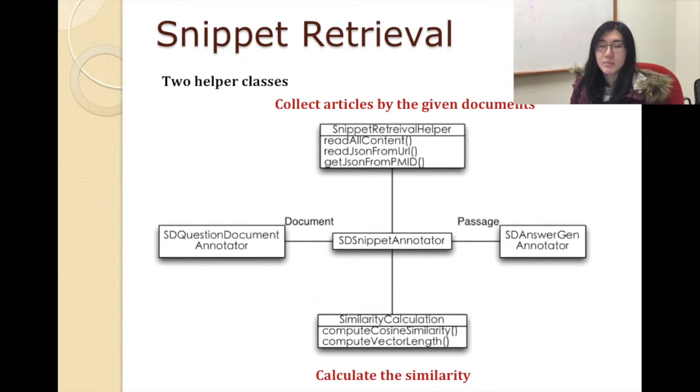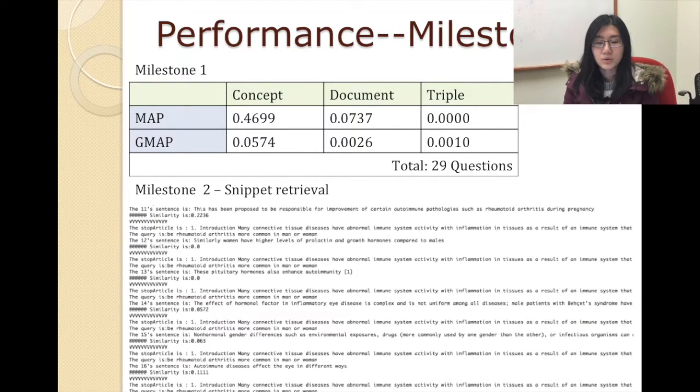Here are our performance in milestone 1 and milestone 2. In milestone 1, we do concept annotation, document annotation, and triple annotation. The figure is the evaluation using MAP at the end of milestone 1. As for milestone 2, we do snippet retrieval based on the documents we get from milestone 1. So these are the sentences in snippets.